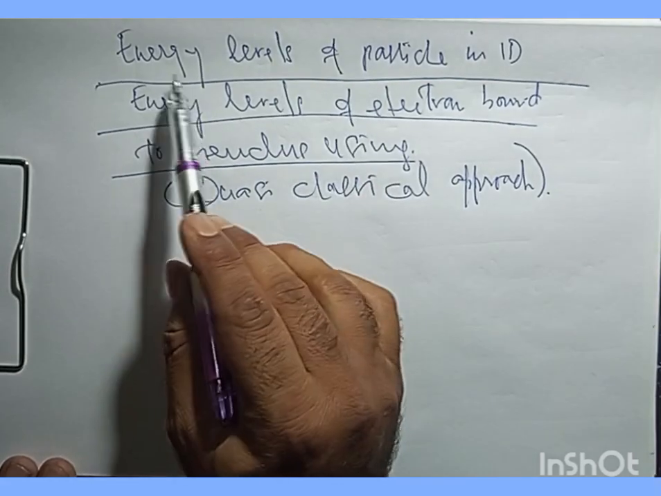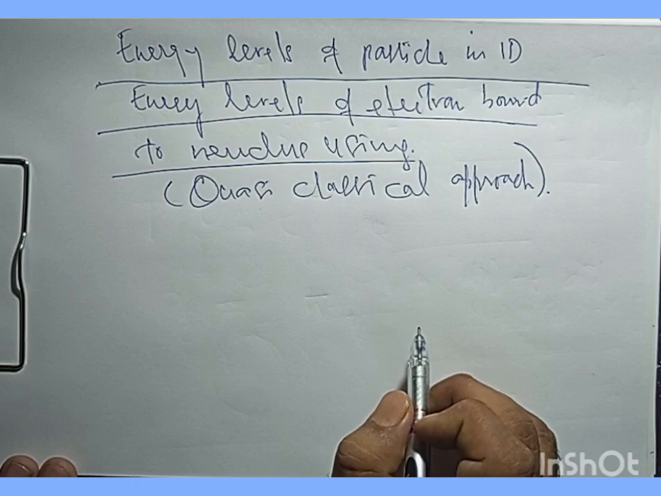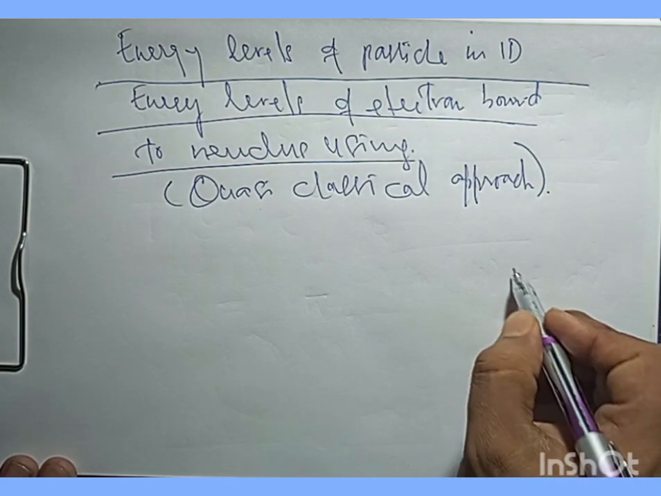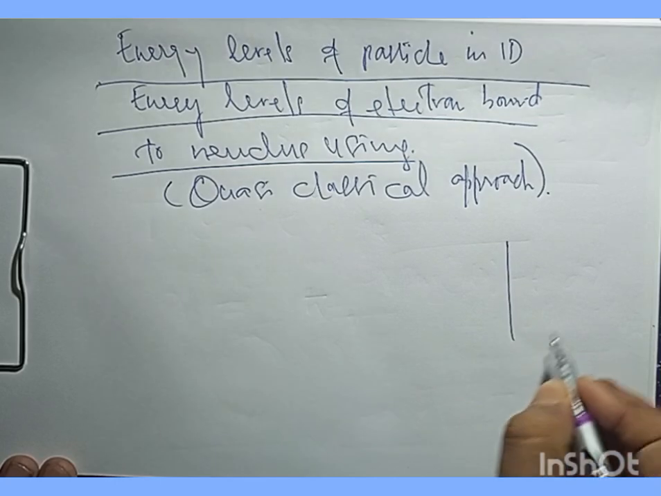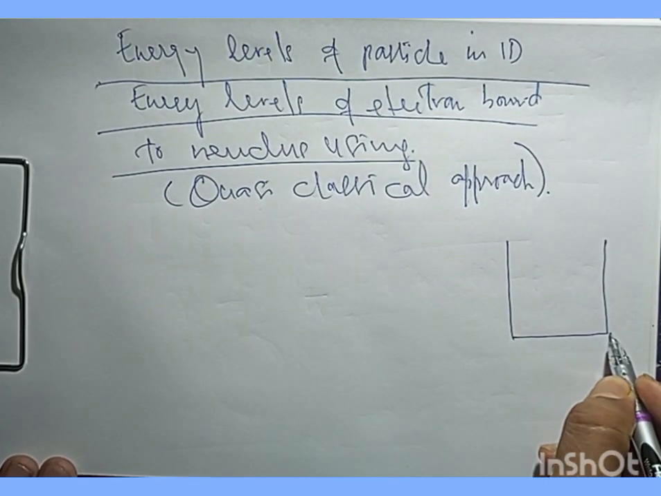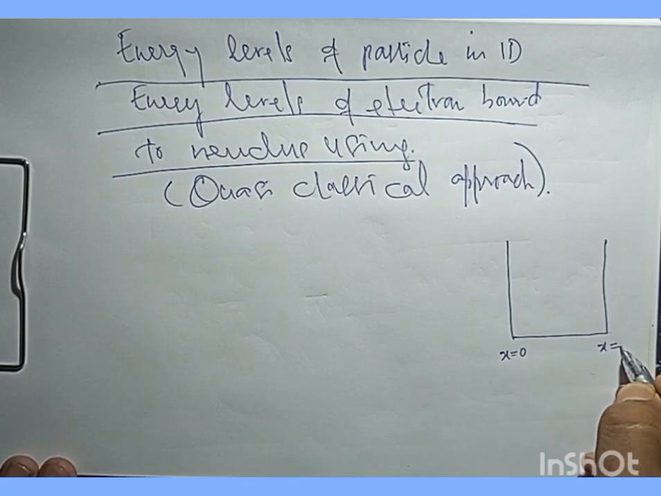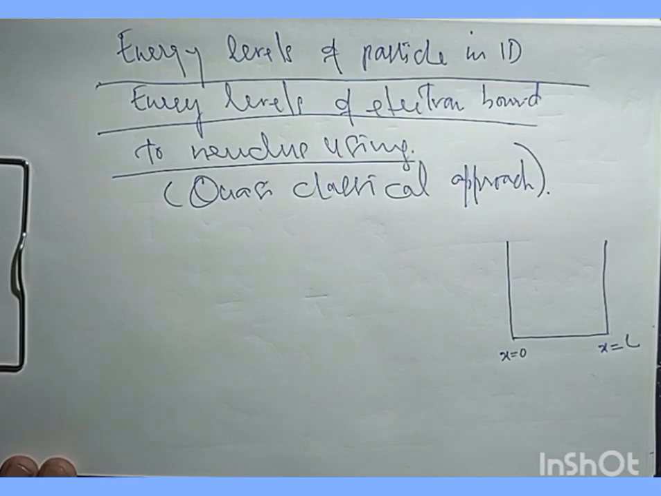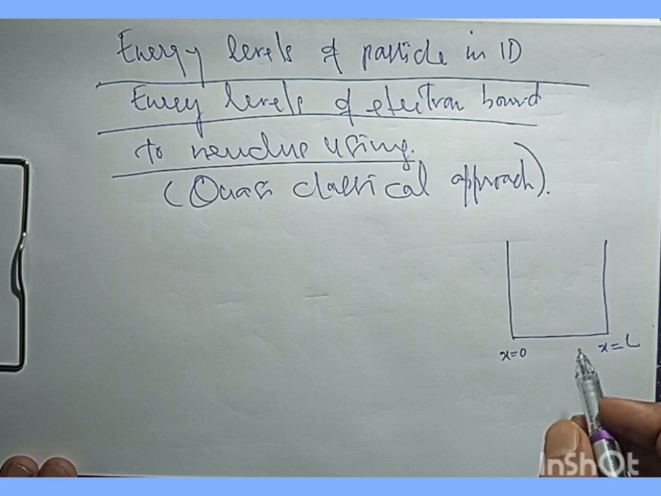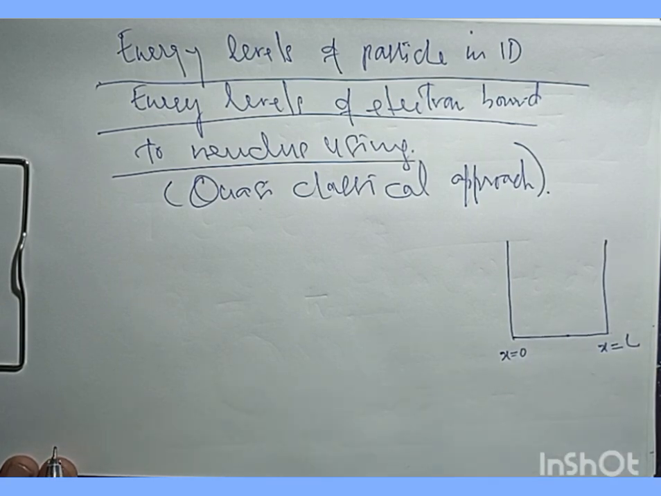The first one is the energy level of a particle in a one-dimensional box. What we have is a particle in a box whose walls are rigid, and this is my position x equal to 0, this is my position x equal to L. And one thing should be borne in mind, that we are not considering the spin of the particle. So the particle that we have in this one-dimensional box is a spinless particle.